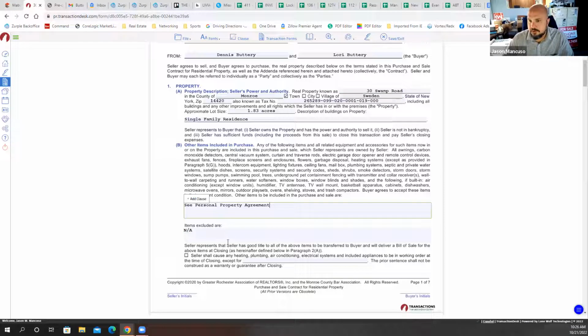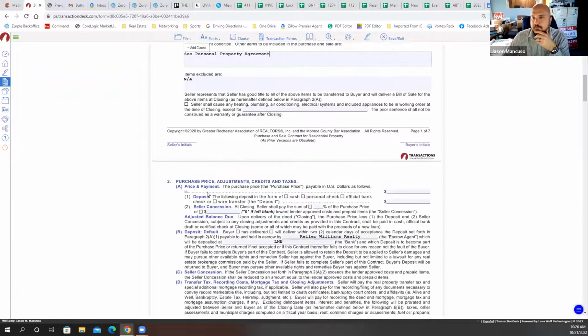Okay, so that addresses all the stuff included in the house. And again, this boilerplate section here is just basically addressing everything that's attached to the house is staying, and then this section addresses everything else that needs to be contractually included.